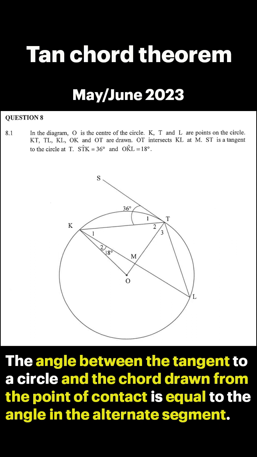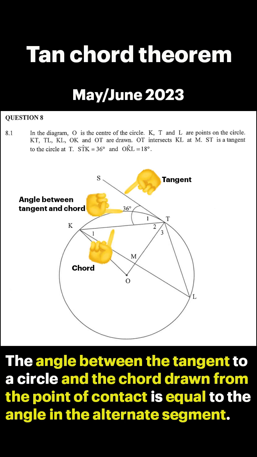In May 2023, on question 8, we had this diagram. Now we need to identify the different pieces that build our theorem. First, we have the tangent, ST, and second, we have the chord, KT. The third thing is the angle between the tangent and the chord, which in this case is T1 with a size of 36 degrees. And then the last thing to identify is the angle in the alternate segment, L.